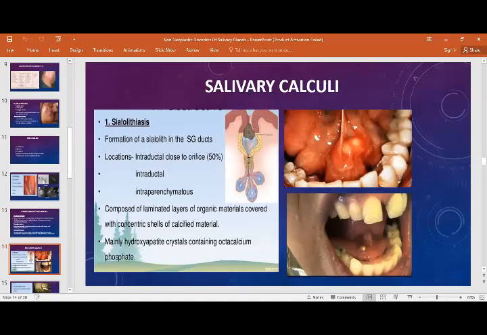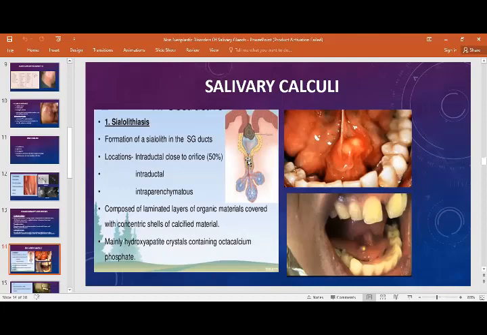So the next disease is salivary calculi. As the name shows, calculi means there are stones present in the salivary gland, and in 90% of cases this occurs in the submandibular ducts. In a few cases, it also occurs in the parotid gland, very few, and most of the time it is intraductal. This calculus is basically made up of calcium oxalate crystals.